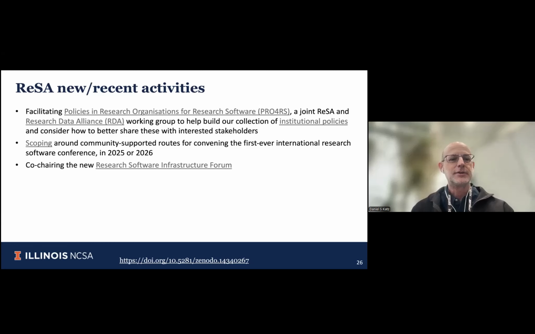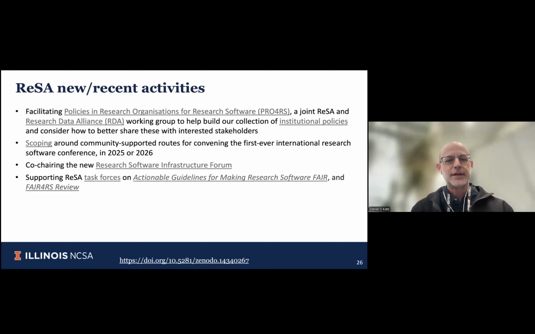We are co-chairing a new forum where we bring together research software infrastructure providers. So things like repositories and forges like GitHub and GitLab, and archival organizations and libraries and others. The idea here is that there are a lot of different players that make up the research software infrastructure ecosystem. Sometimes they work together well, pairwise, but they haven't really had a place to talk to each other overall and understand what kinds of connections there are and what we can improve.